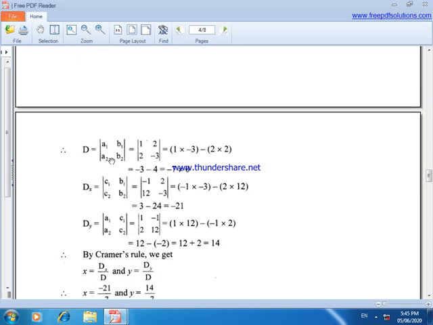Now D: a1 a2 b1 b2, 1 2, these are the values of a1 a2, 2 minus 3, values of b1 b2. 1 into minus 3 minus 2 into 2: 1 into minus 3 is minus 3, minus as it is, 2 2s are 4, so minus 3 minus 4 is equal to minus 7. Dx: c1 c2 b1 b2, minus 1 into minus 3 minus 2 into 12. Minus 1 into minus 3 is plus 3, 2 12s are 24, so 3 minus 24 is equal to minus 21.